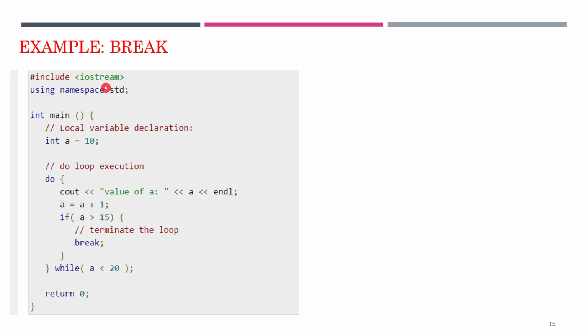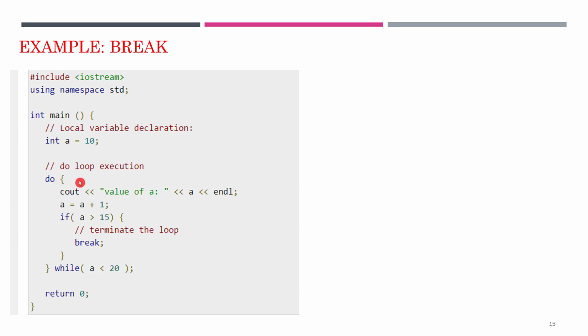#include <iostream>, using namespace std, int main, local variable declaration, int a = 10, do loop execution. It's a do while loop. Do cout the value of a and endl, a = a + 1, a greater than 15 is a condition. Here we have an if inside the do while loop. If a is greater than 15, terminate the loop with break, while a less than 20. So the main program is do, while a less than 20.